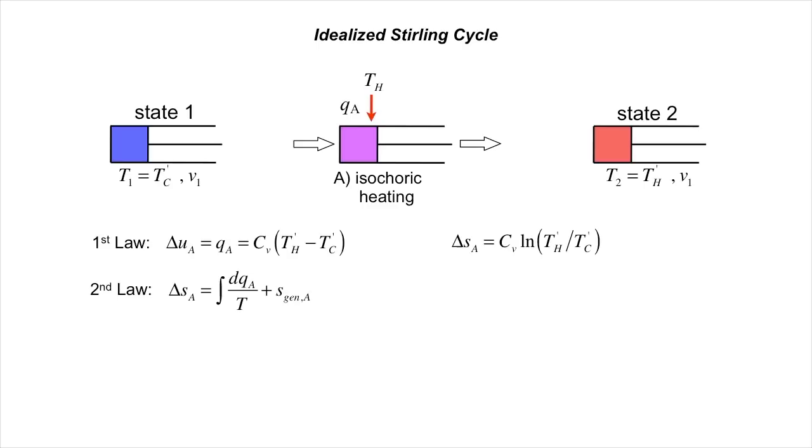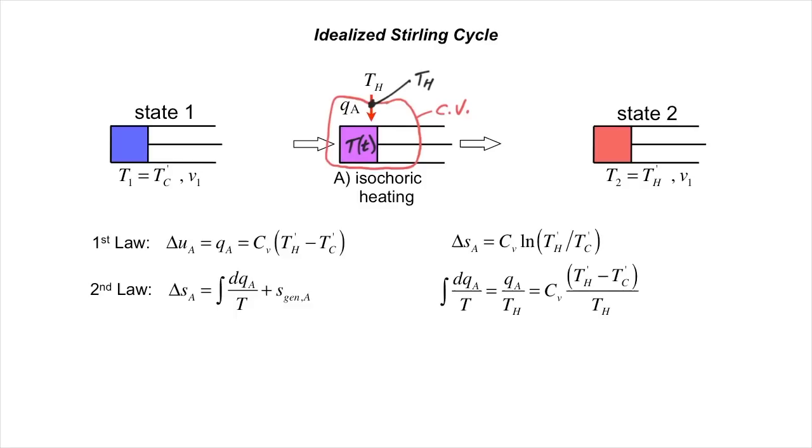In order to capture all of the heat transfer as part of our process, let's draw the control volume such that the heat enters the system at constant temperature Th. This means that the integral of dQA over T is just QA over Th. Taking the difference, we find we have non-zero entropy generation for this step. Note that for this step, even if heating is done slowly, such that Th prime approaches Th and Tc prime approaches Tc, the entropy generation is non-zero.